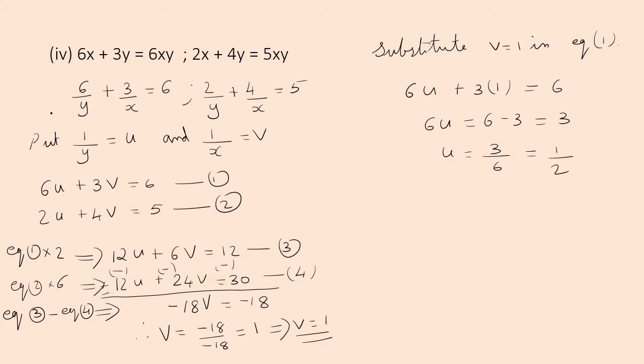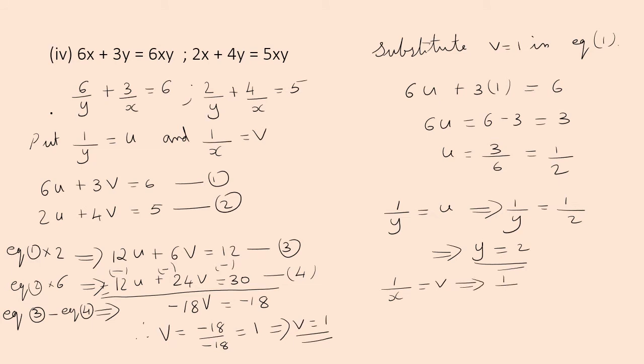Now you have found v and u. You have to find what is x and y. Our 1 upon y equal to u, that is 1 upon y equal to 1 upon 2. Doing the cross multiplication you will get y equal to 2. Same way 1 upon x equal to v, that is 1 upon x equal to 1. From this you will get, doing the cross multiplication, x equal to 1.